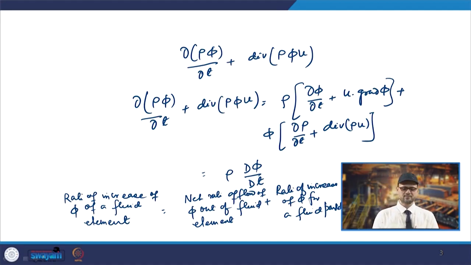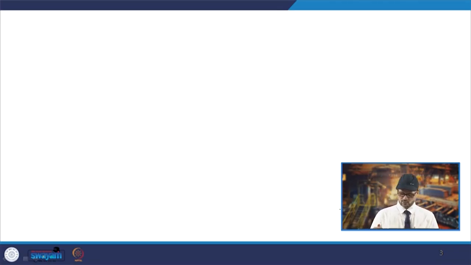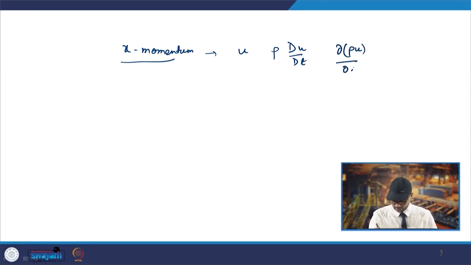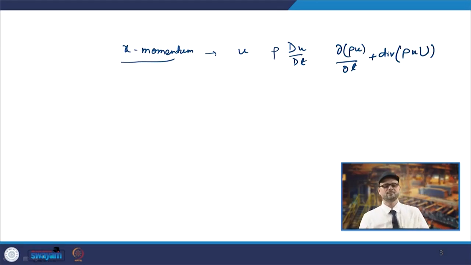Accordingly, if you look at the momentum equation which we will derive, you will have the terms for x momentum, y momentum and z momentum. If you look at the x momentum term, you will have the velocity u, you will have rho du by dt, and accordingly you get dou of rho u by dou t plus div of rho u u. So that will be for the x momentum.